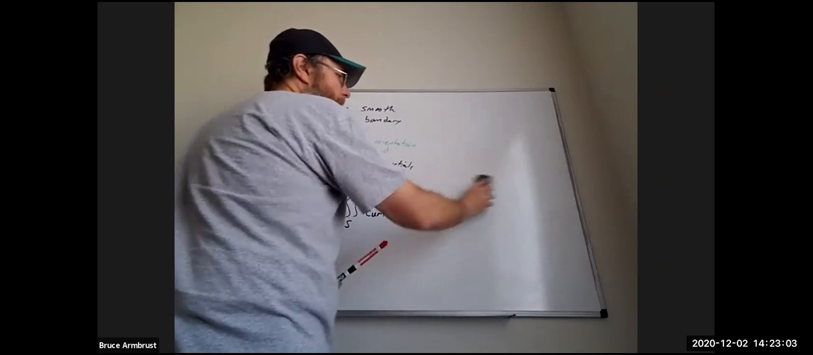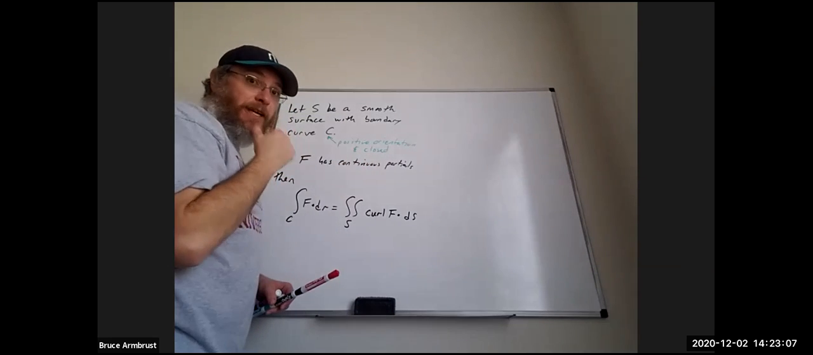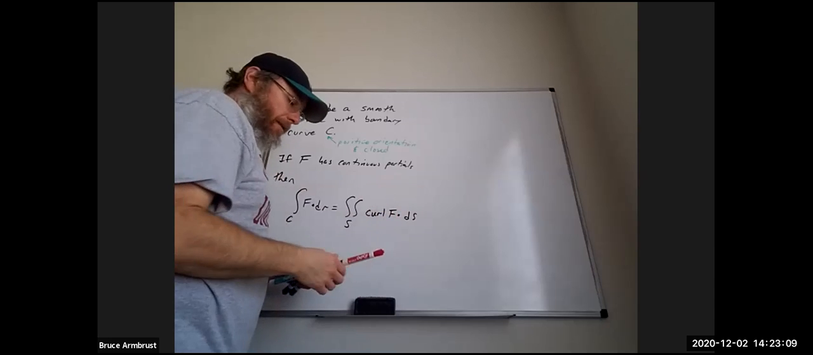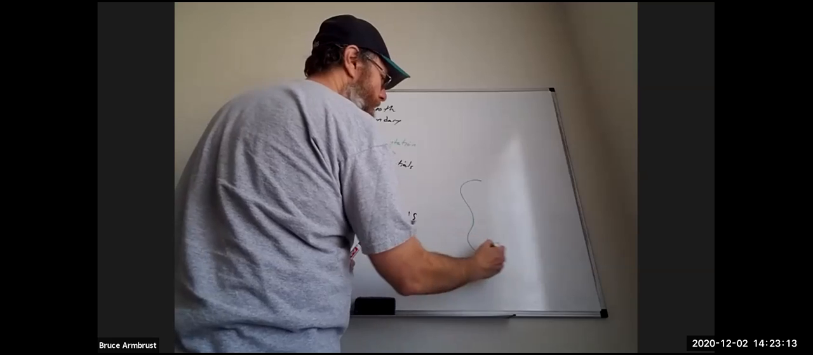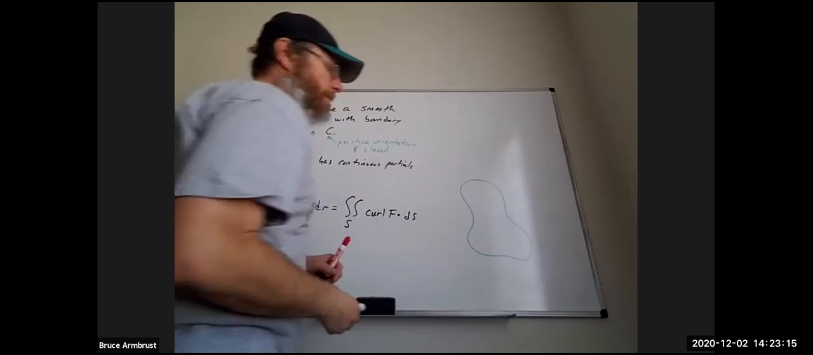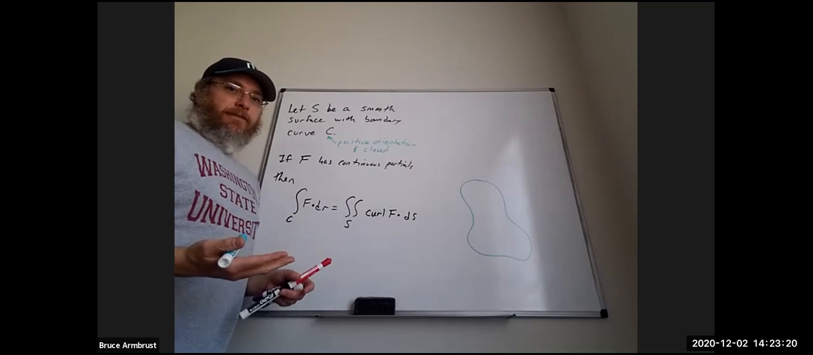So let's just go back to how we talked about positive versus negative orientation of curves in the plane, right? So here was a curve in the XY plane. And which way did I tell you was positive orientation?